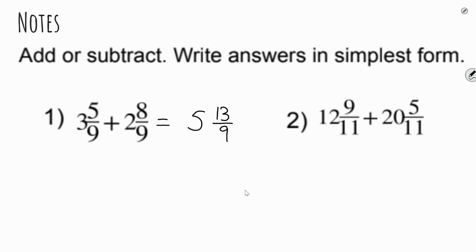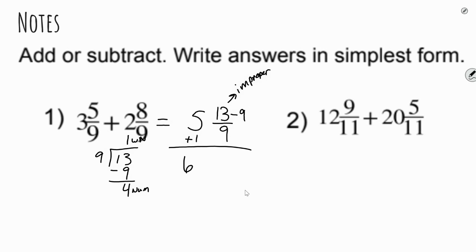We can't leave our answer that way though, because this is improper. It's improper because my numerator is greater than my denominator. So you could do long division and see how many times 9 can go into 13, and then subtract your 9 to get your 4. Our 4 is now our numerator, and the 1 becomes part of our whole number. I need to add a 1 to this 5 and take away 9 from the 13. So our final answer is 6 and 4/9. And make sure you fill in your notes for that.